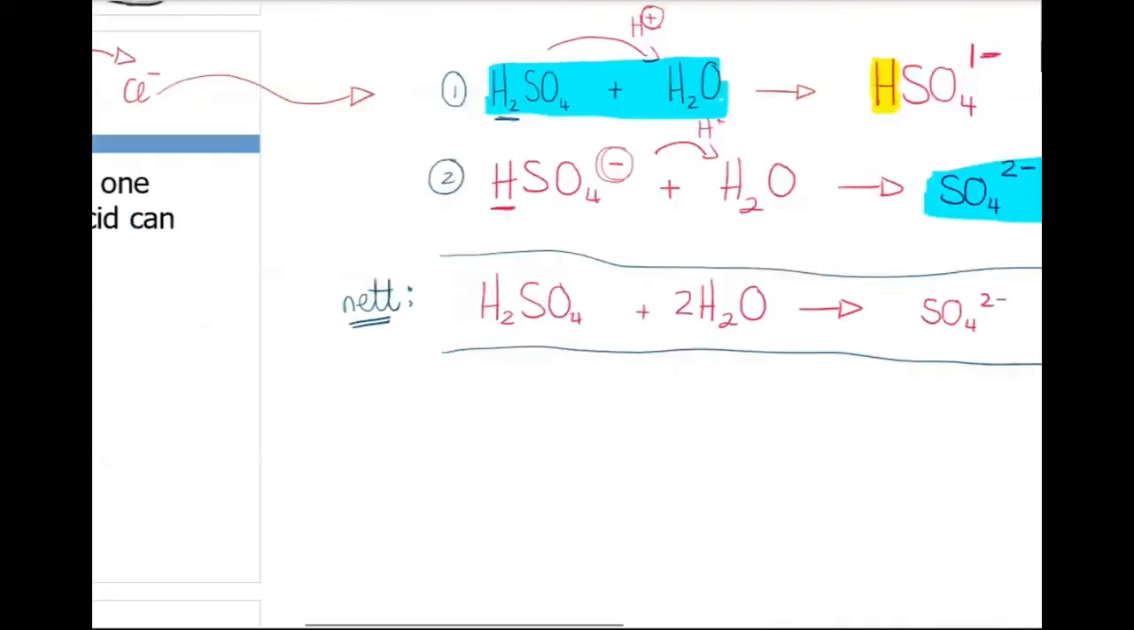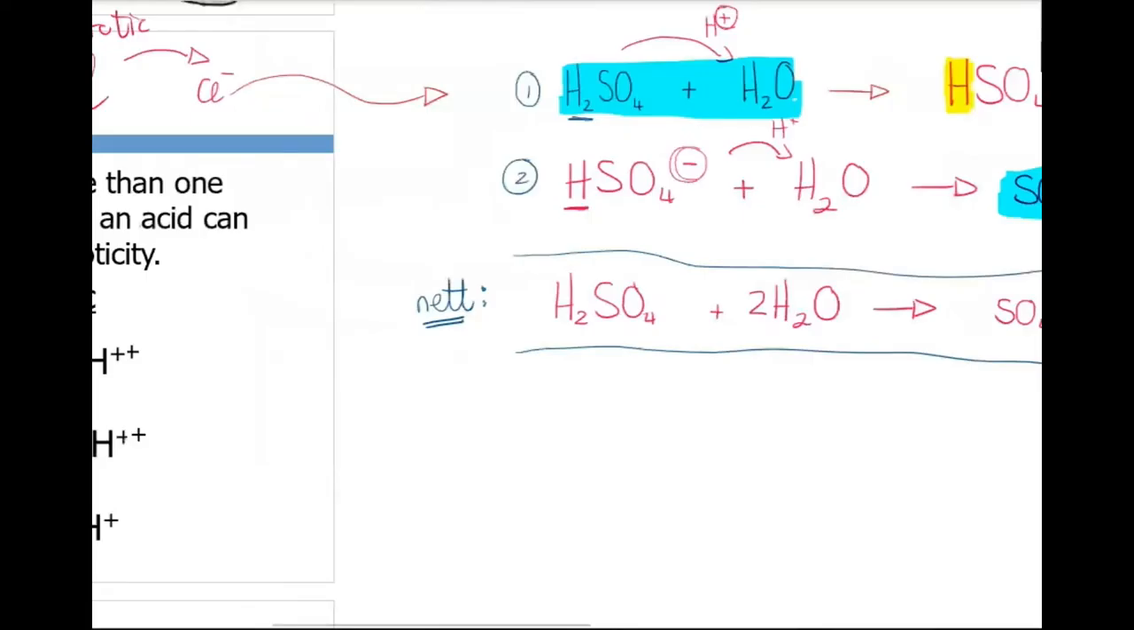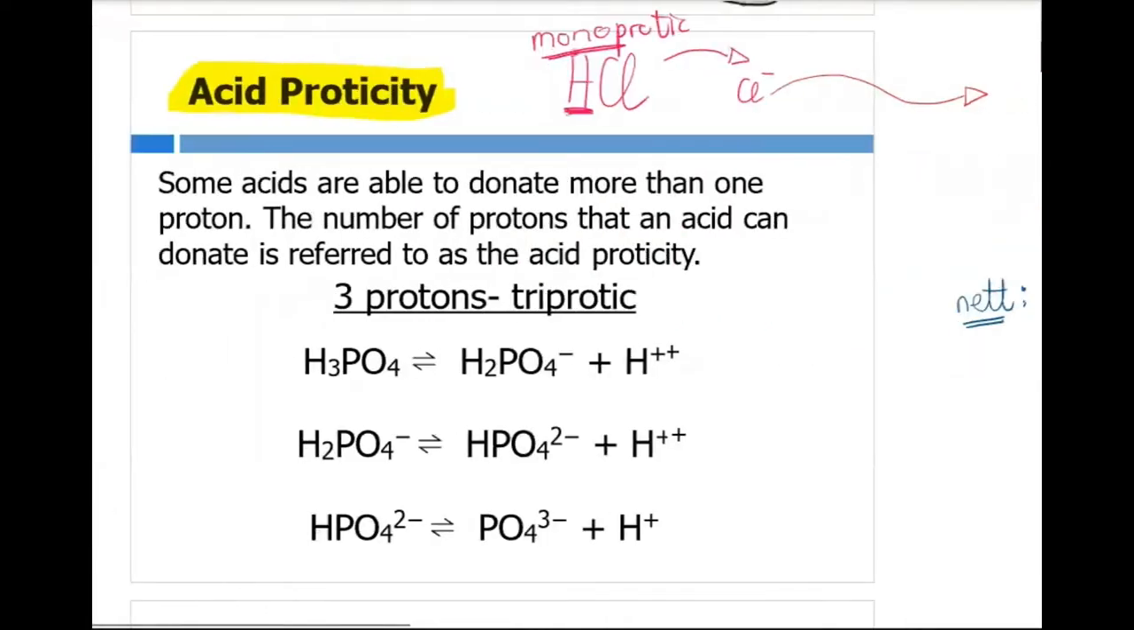All right, so with that in mind, I am going to look at the example that you have. I do believe that there's also power in the notes because you can see and you can listen to the explanation. So they're just explaining that proticity, or to be monoprotic, diprotic, triprotic, or amphiprotic is also a term that I've heard, is some acids are able to donate more than 1 proton. The number of protons that an acid can donate is referred to as the acid proticity.